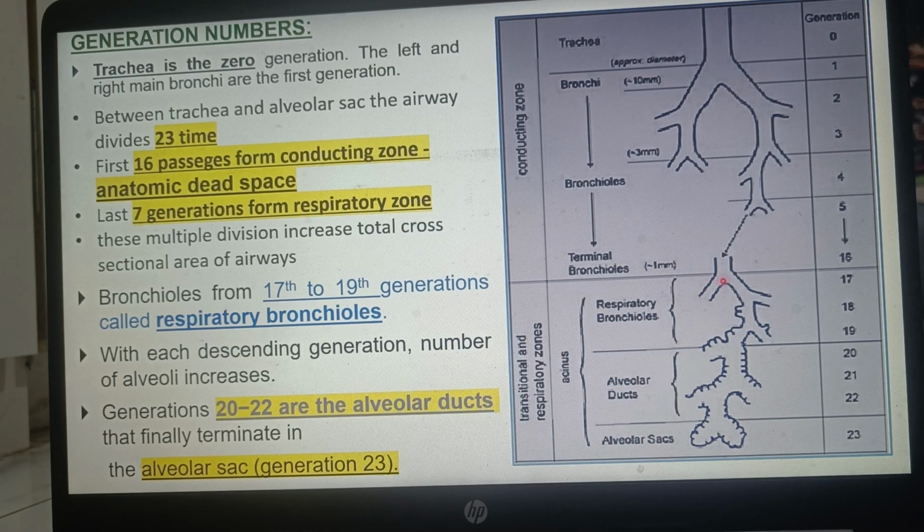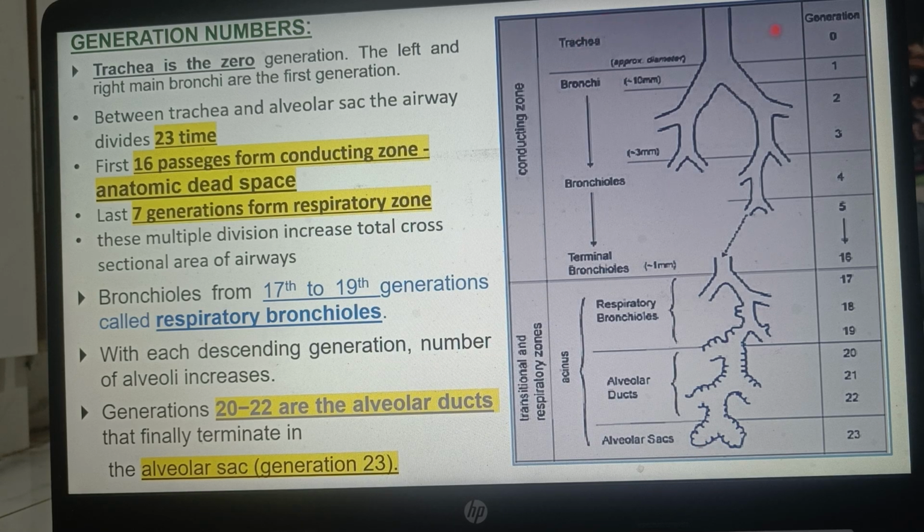The next 7 generations form the respiratory zone, starting from the respiratory bronchioles up to the alveoli, because gaseous exchange occurs there. That's why they are called the respiratory zone. Generations 17, 18 and 19 are called respiratory bronchioles. Then 20, 21, 22 are called the alveolar ducts, and generation number 23 is called the alveolar sac.